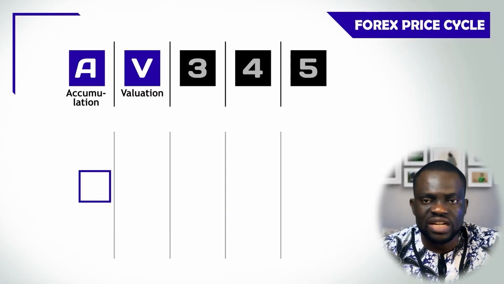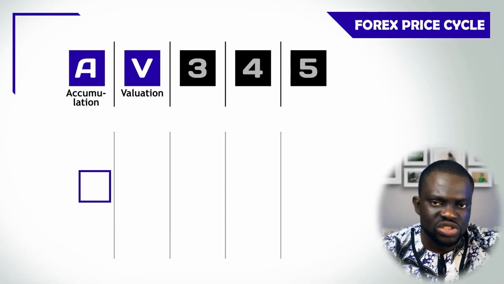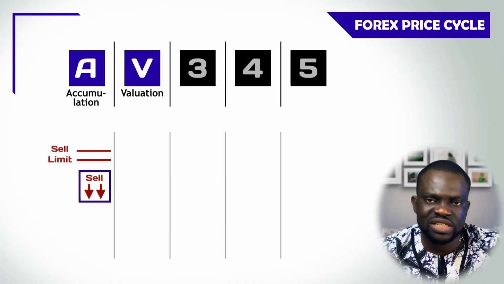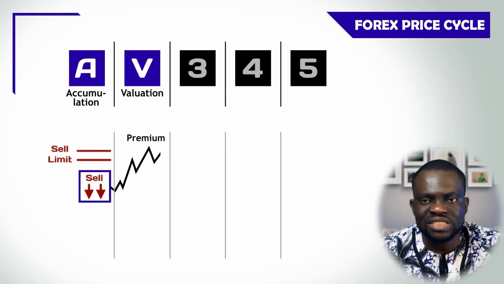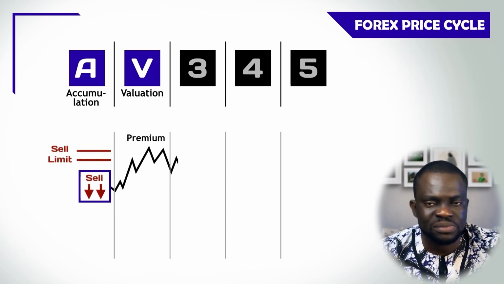On the other hand, if the institutions want to sell, they position for sell in the accumulation phase using market orders and limit orders. At the end of the accumulation phase, they will have sell limit orders at high prices, so they have to push price up to premium to activate their sell limit orders at the best price, taking out retail sellers in the process, hence why retail traders see it as manipulation.